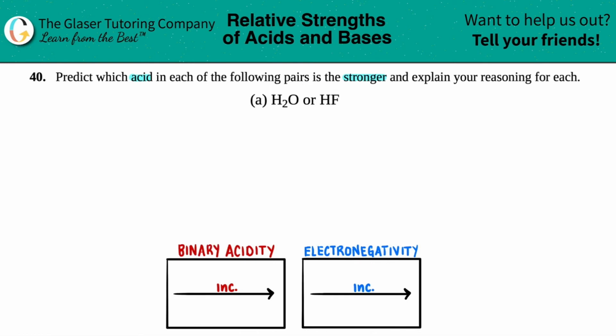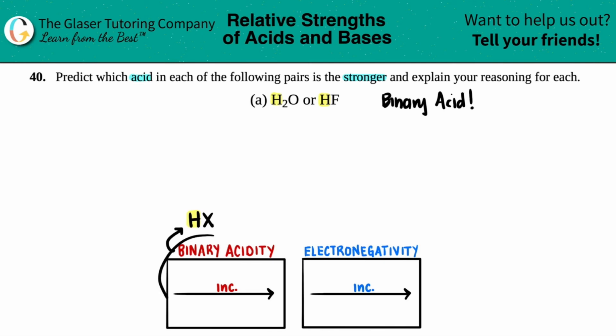Now, the first thing that we should know is how to pick out binary acids. Binary means that you have two different elements. You have a hydrogen, and then you have some random element, which I will call X. But you're only allowed to have two different elements, and one of them has to be a hydrogen. So, let's see if we can classify these as binary acids. For H2O, here's the H, and then we have oxygen. For HF, here's the H, and then we have fluorine. So in this case, we're going to use our binary acid trend.